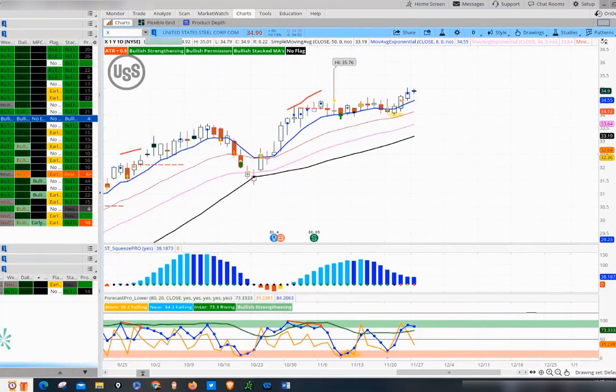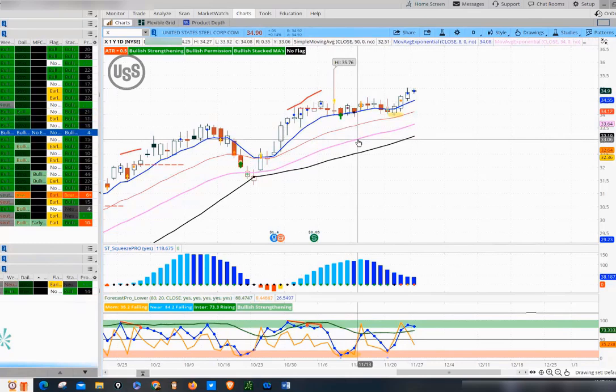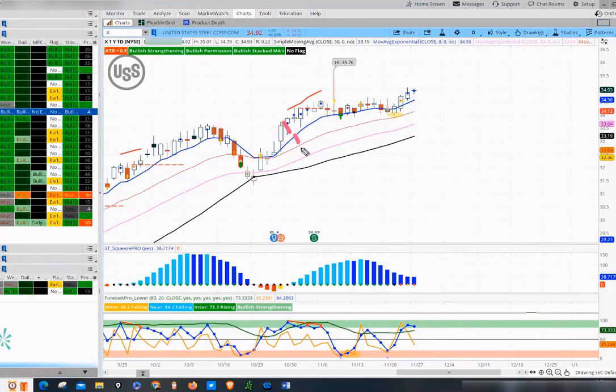All right. The next thing you're going to do is look at these moving averages. The blue is the 8 exponential moving average. The red is the 21 exponential moving average. And the pink is the 34 exponential moving average. You're going to look to see if they're stacked. When you're bullish, you want the blue to be above the red to be above the pink.